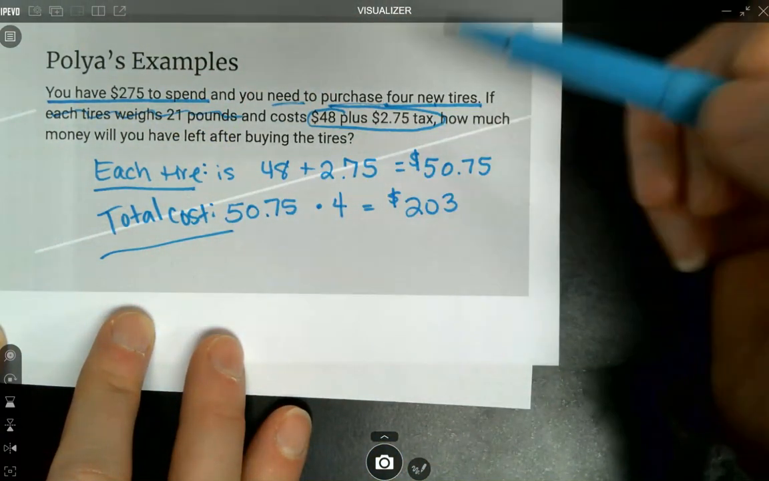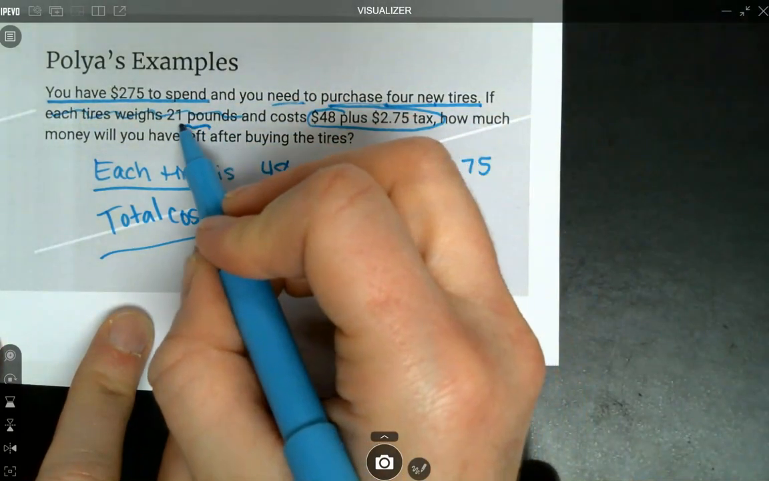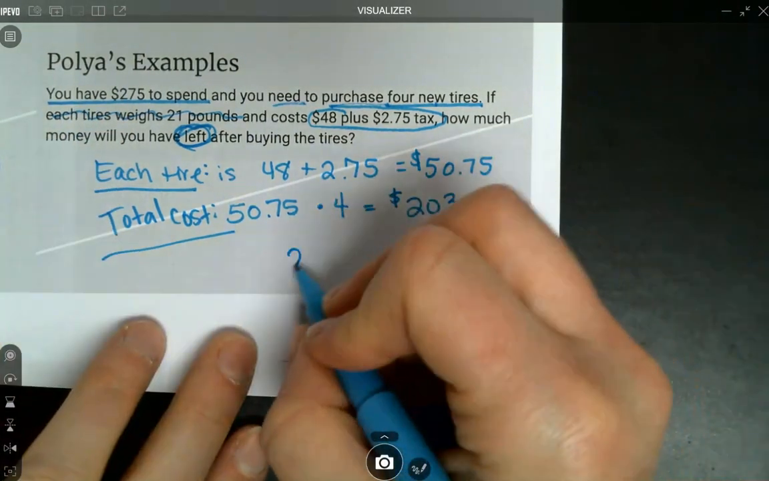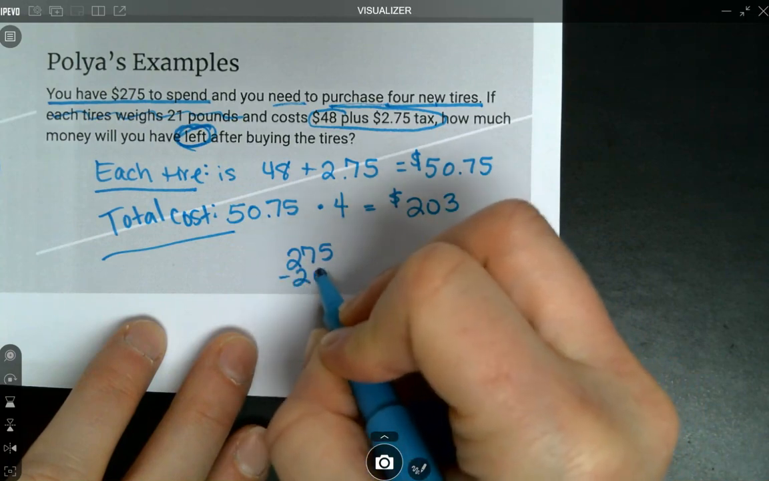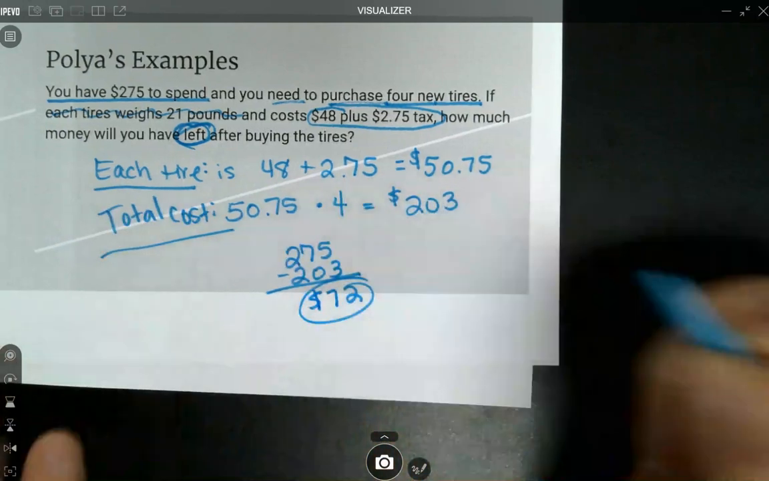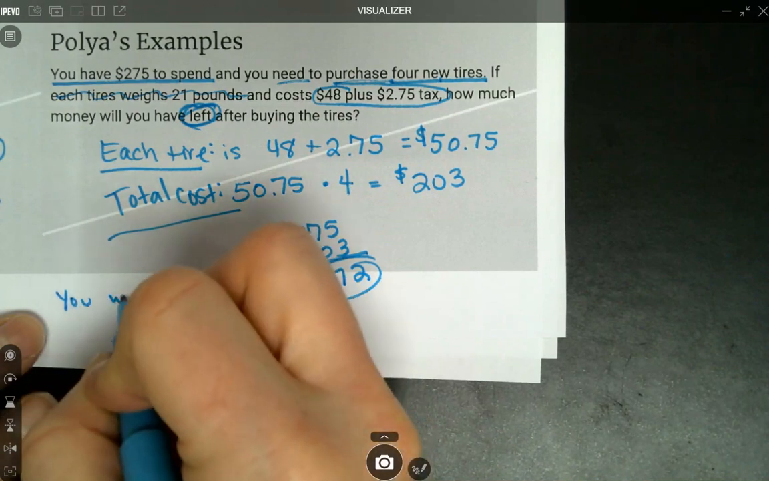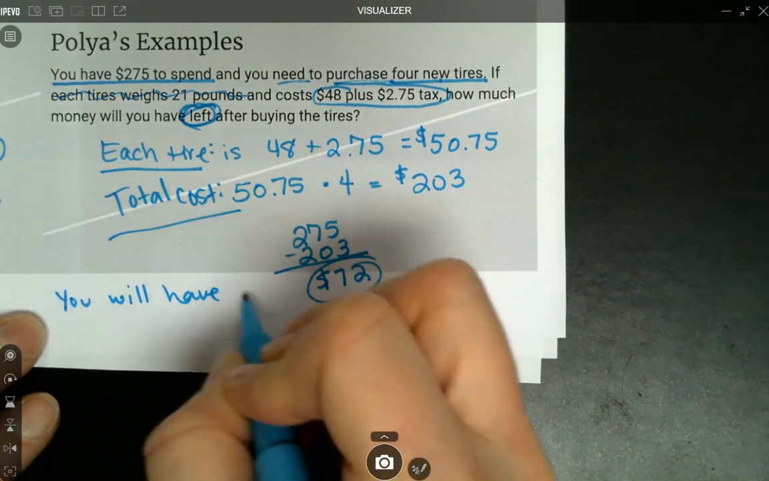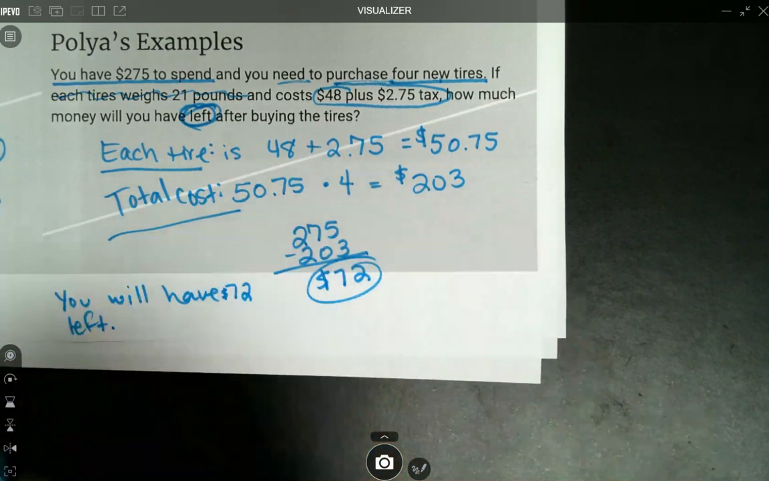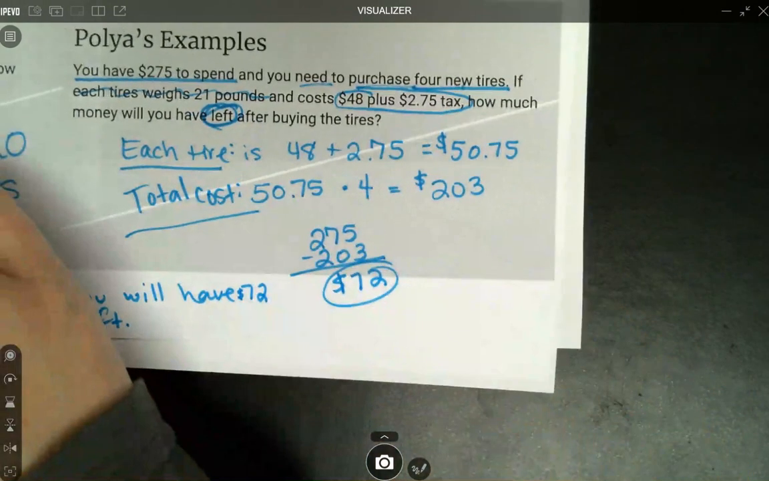So now we need to answer the question, how much money will you have left after buying the tires? So how much will you have left over after buying it? Well, you have 275, so we need to subtract. It's going to be $72. So we need to write it in words. You will have $72 left. Okay.